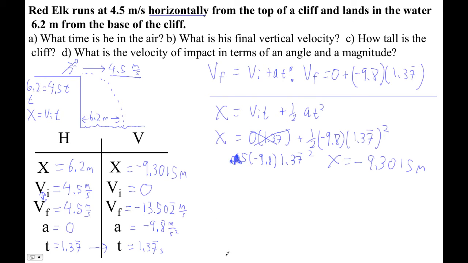Okay, so let's see what questions we've answered. Time in the air: I think the answer to A is 1.38 seconds. All right, the answer to B, what is his final vertical velocity? I guess negative 13.5, right? That's the vertical side here, that's the velocity. So final vertical is minus 13.5.